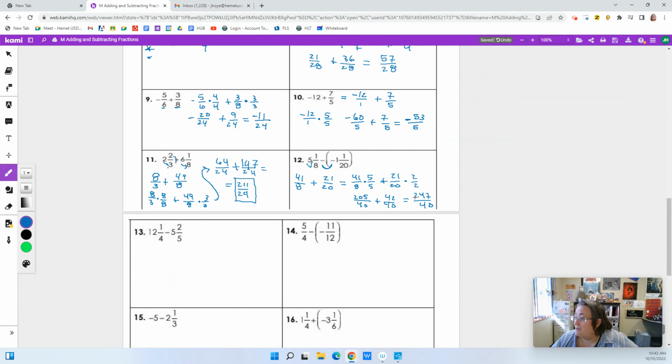Does that reduce? Maybe. I don't know. But if it's not an even number over an even number, I am not concerned about whether or not you reduce it, right? If it was 248 over 40, I expect you to at least divide it by 2. But otherwise, this is a sufficient answer. You do not need to find the mixed number.